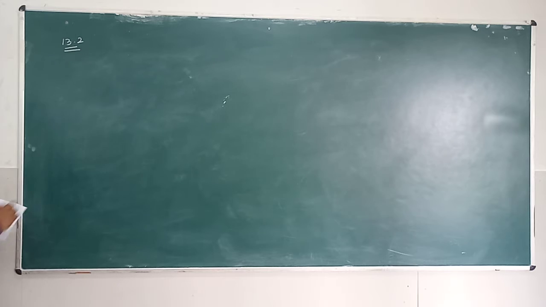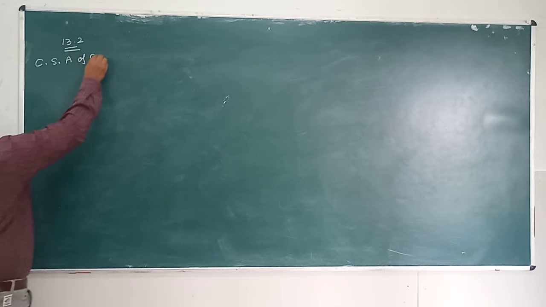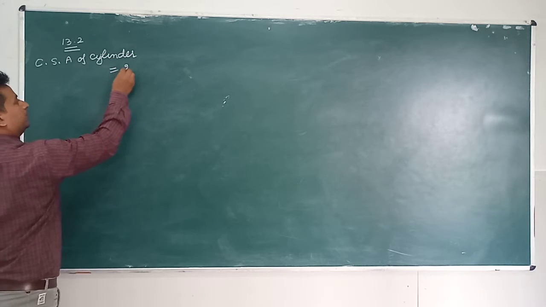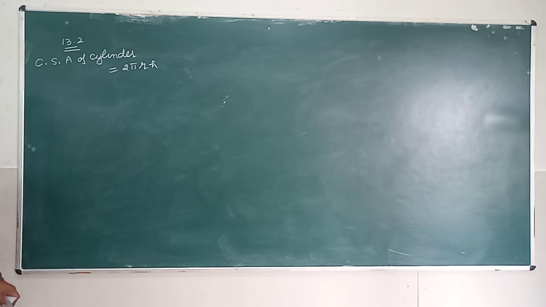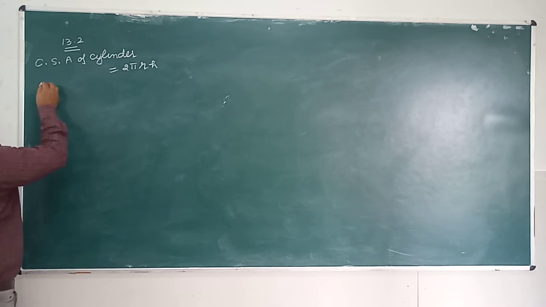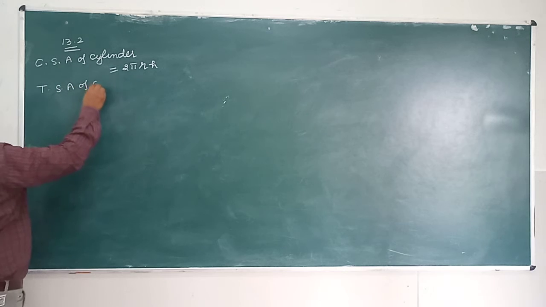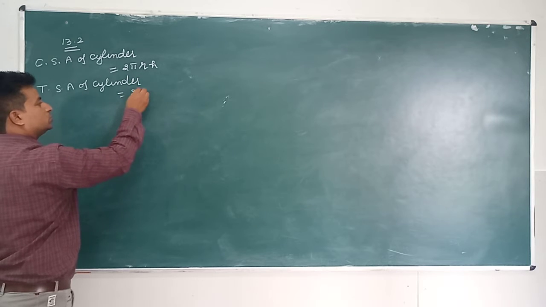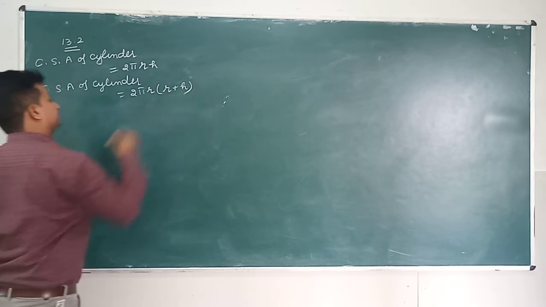In this exercise we use two formulas. First one is the curved surface area of a cylinder, which is 2πrh, where r is the radius and h is the height of the cylinder. The second one is the total surface area of the cylinder, which is 2πr(r + h).